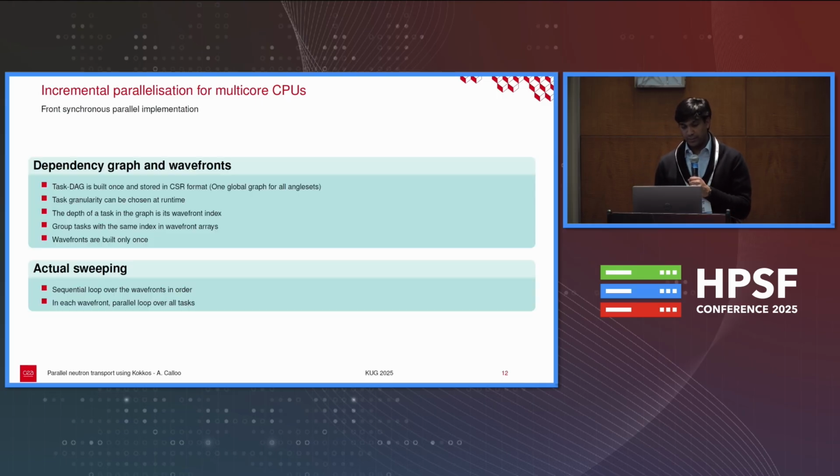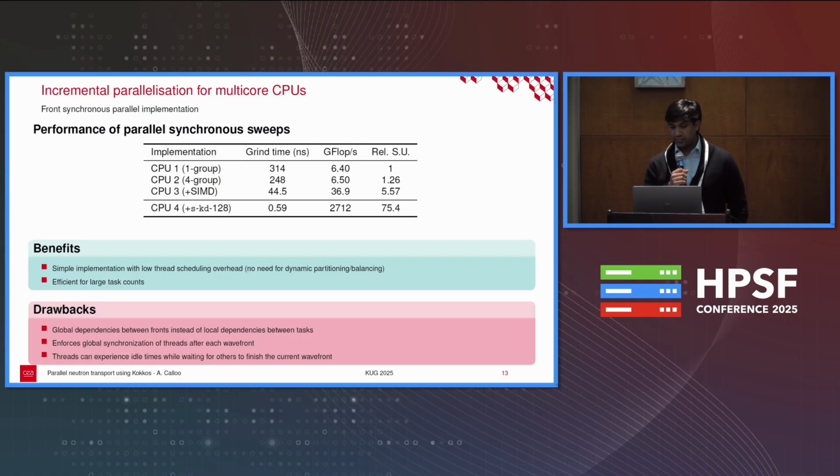So we build, in this case, we build a DAG, and we store it in CSR format. We build one global graph for each of the angle sets we have, and we choose the granularity at runtime, and we see that we can actually do a parallel loop over all the tasks in a wavefront. By doing this, the best result we had with 128 threads was actually getting a performance gain of 75-76 speed up on this problem.